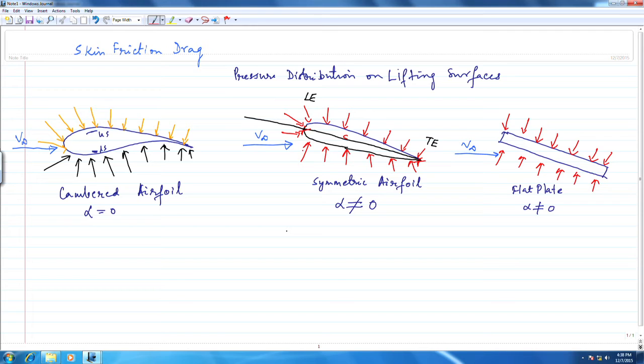angle of attack. So, if I were to take that off here, and say this is your free stream, then this is your angle of attack. Similarly, you can explain it yourself for a flat plate.